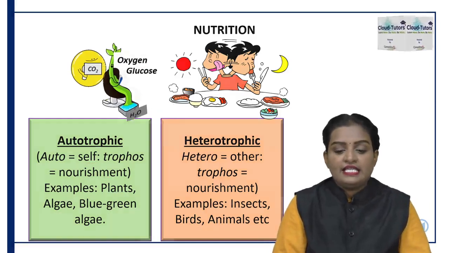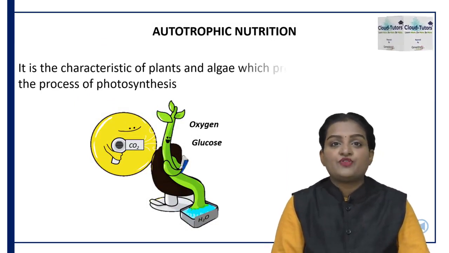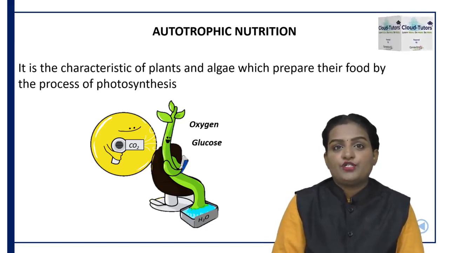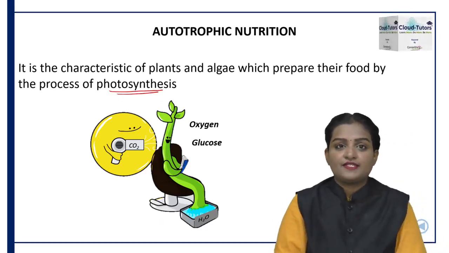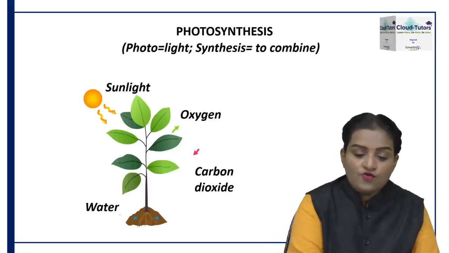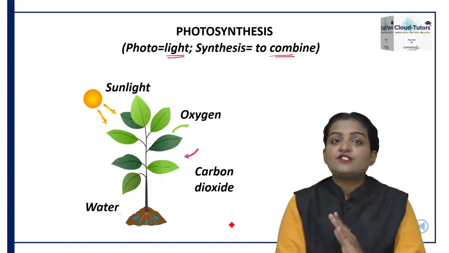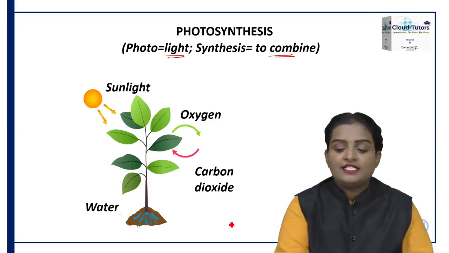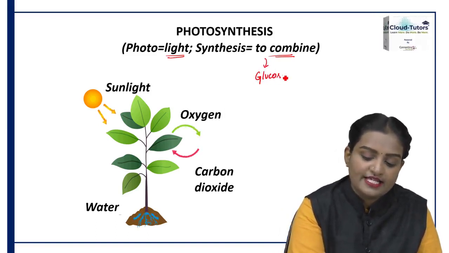Now first we will see what autotrophic nutrition is. As mentioned earlier, it is performed by green plants or photosynthetic organisms wherein they produce food. And this particular reaction that we will be seeing today is known as photosynthesis, which the green plants perform. So what is photosynthesis? Photo means light, synthesis is to combine. So don't get confused. We are not combining light energy or synthesizing light. We are synthesizing food, that is glucose.